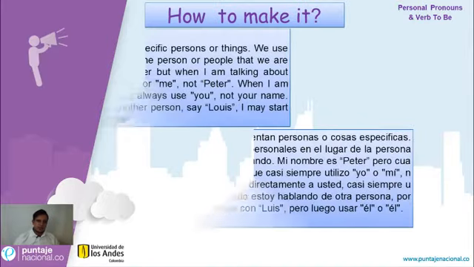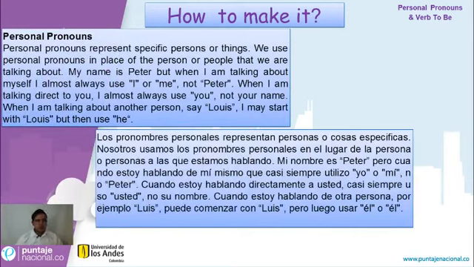How to make it. The personal pronouns represent specific persons or things. We use personal pronouns in place of the person or people that we are talking about. For example, my name is Peter, but when I am talking about myself, I almost always use I or me, not Peter. When I am talking direct to you, I almost always use you, not your name. When I am talking about another person, say Louis, I may start with Louis, but then I use he.